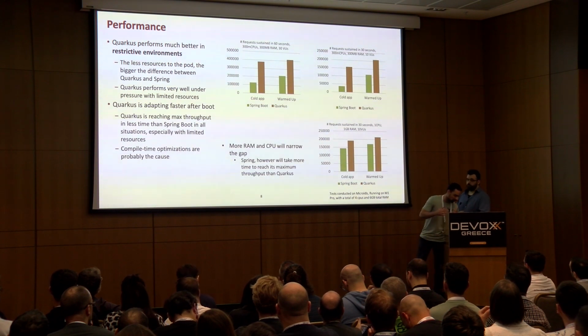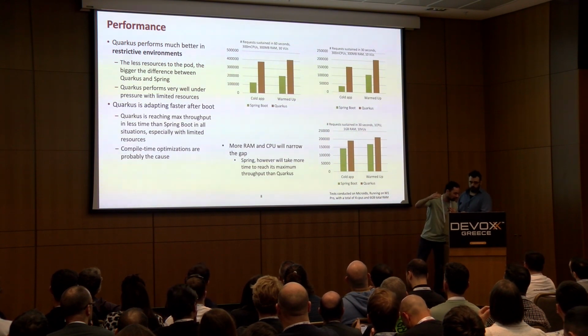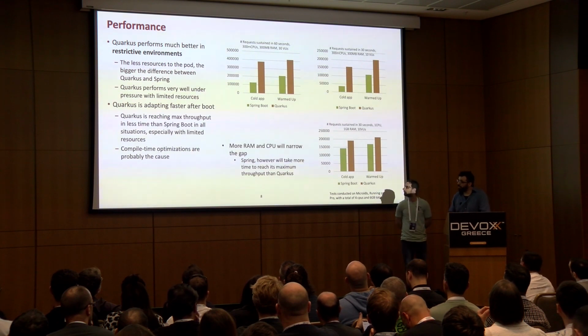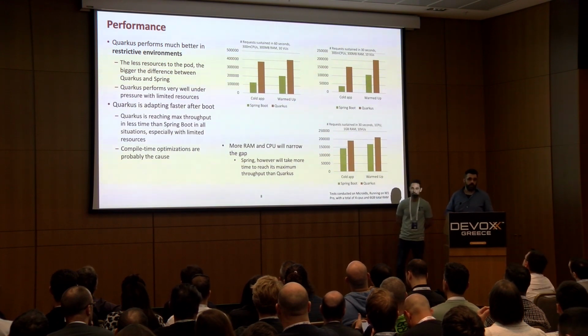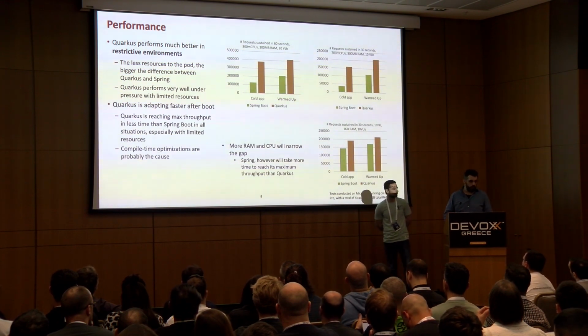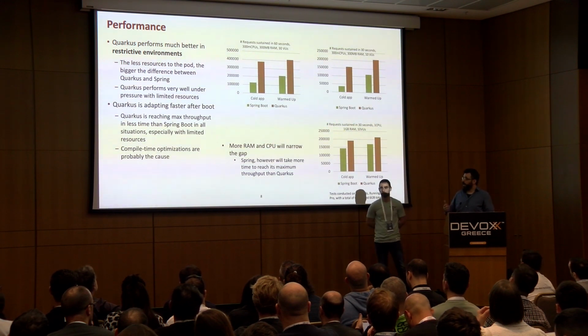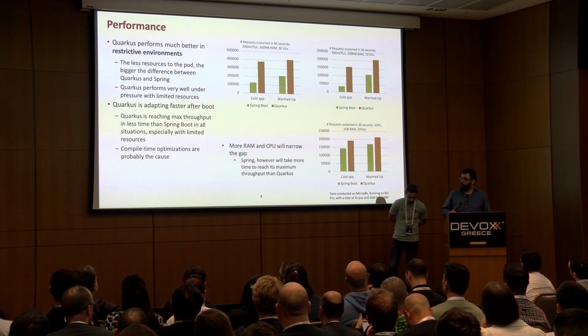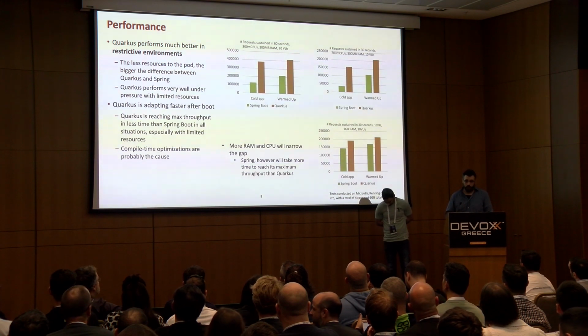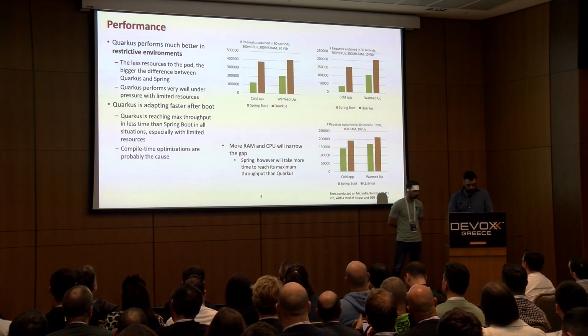So you're saying that the Quarkus application reaches its maximum throughput much faster? Okay. Yeah, it's much faster. And probably this has something to do with the optimizations that Quarkus is able to do during the compile time. And this is why we wanted to show this.